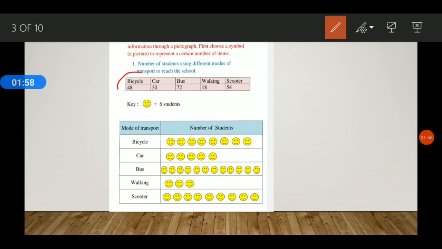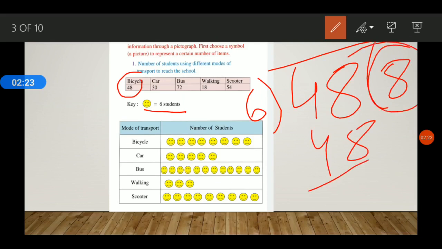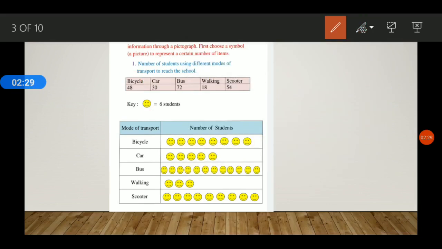Now in bicycle, how many students are going by bicycle? 48. So in bicycle, how many pictures will we draw? Because one smiley denotes 6 students. So divide this 48 by the key, that is 6. So 6 8s are 48. So we will draw 8 pictures because one smiley represents 6 students. So 8 smileys represent 48 students.